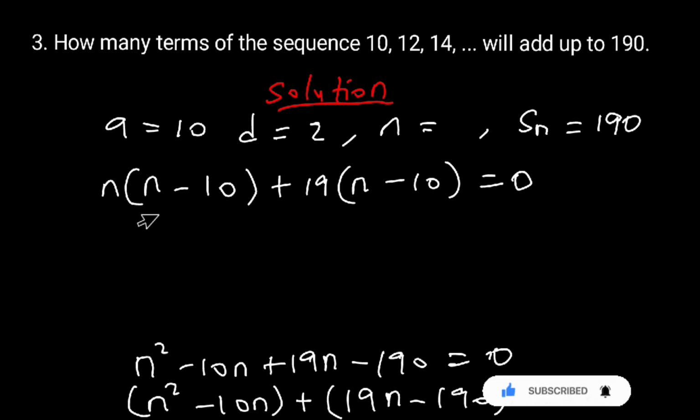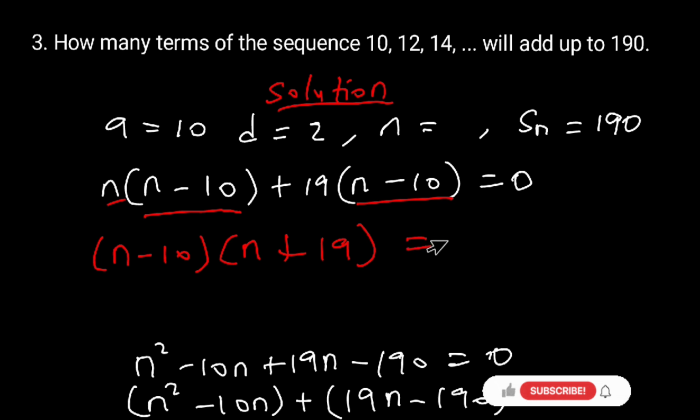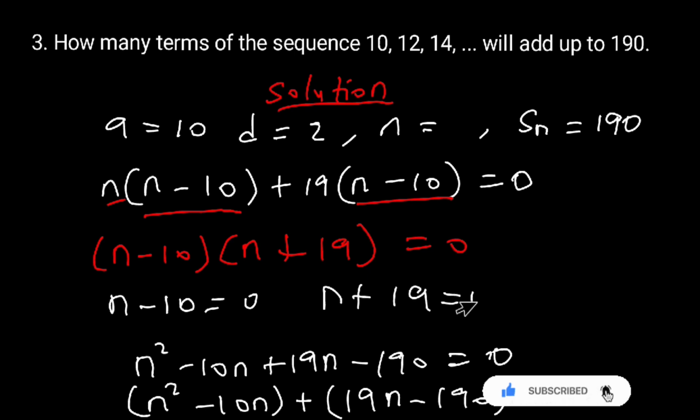Now this n minus 10 and n minus 10 is common, so we factor it out, n minus 10. Then n times n minus 10 divided by n minus 10, we'll be left with n here. So that's n, then plus here we'll be left with 19. So this is equals to 0. Then we have that n minus 10 is equals to 0, or n plus 19 is equals to 0.